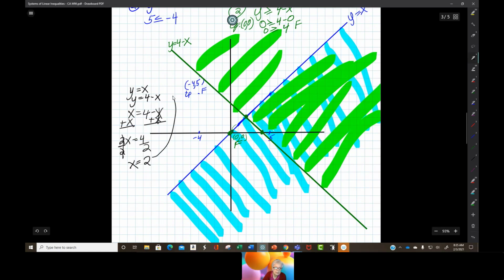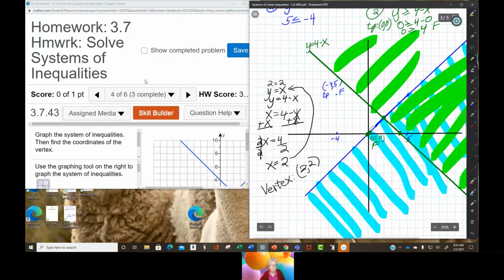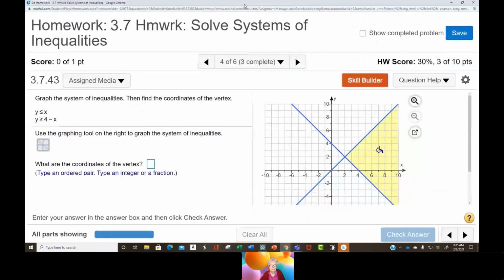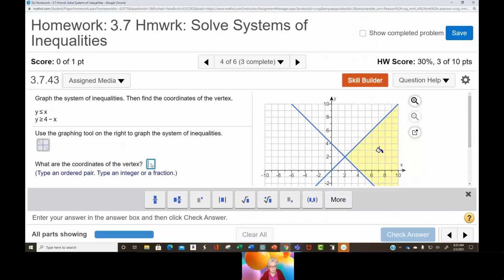Now, if x equals 2, that means y equals 2. So the vertex should be the point, and it sure looks like it, 2, 2. Let's see. Two, comma, 2.